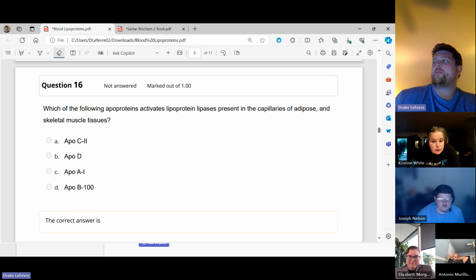Okay, which of the following apoproteins activates lipoprotein lipases present in the capillaries of adipose and skeletal muscle tissues?